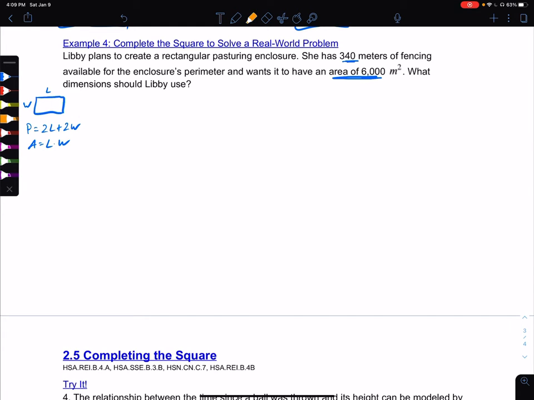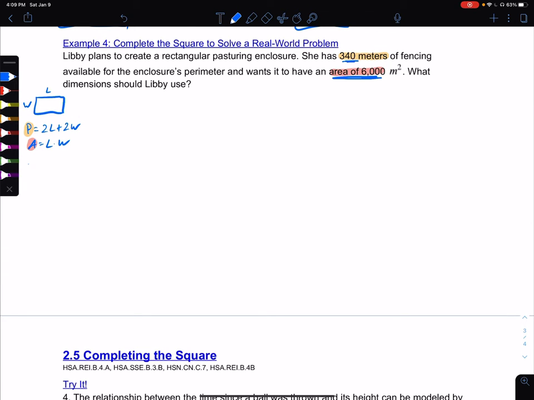Now I know that we have 340 meters of fencing, so that's going to be my perimeter. And I know that we want an area of 6,000 meters squared, so that's going to be my area. So at least I know what P and A are in this case. What I'm kind of hoping for is that I can use these two formulas to create another type of formula, most likely a quadratic because we're being told to complete the square. So I do need to find some kind of quadratic here that I can use the completing the square method.